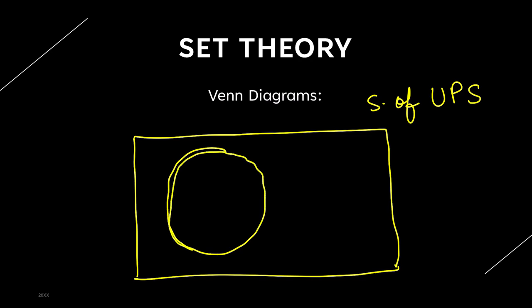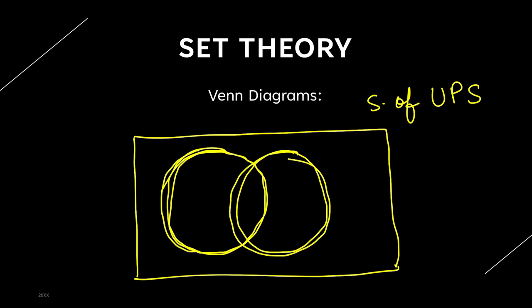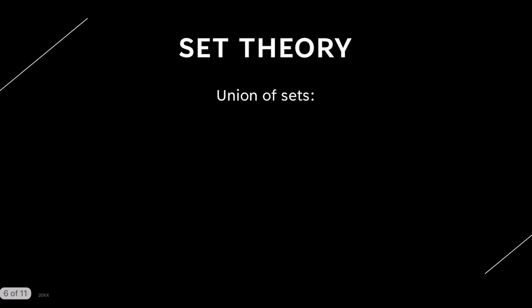This represents the students who play cricket. This represents the students who play basketball, right? This means that there are students who play cricket, there are students who play basketball, and there are students who play both, meaning which are part of both the circles. So this is how Venn diagrams help us to better understand the situation using a diagram, right?